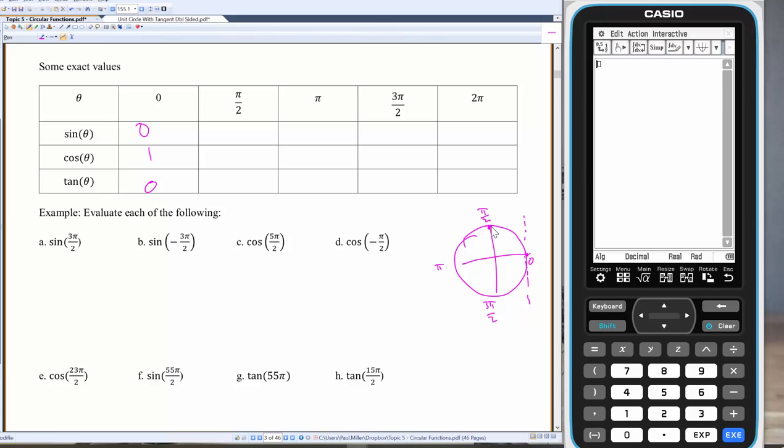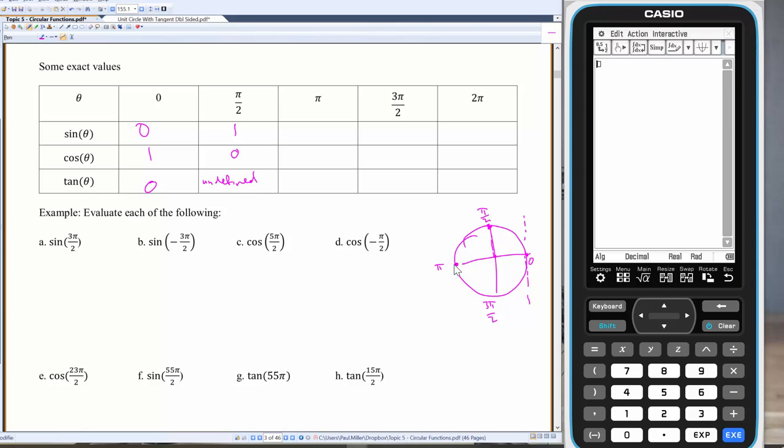Let's head up to pi on 2. At pi on 2, the sine value is where it hits the y-axis, and it hits the y-axis at 1. Where does it hit the x-axis? From that point, go down, and you note that the x-axis is hit at 0. And the tangent, well, a line drawn from here going up through this point will run parallel to the tangent, i.e. it's never going to hit it. So what we say is the value of the tangent is undefined at pi on 2.